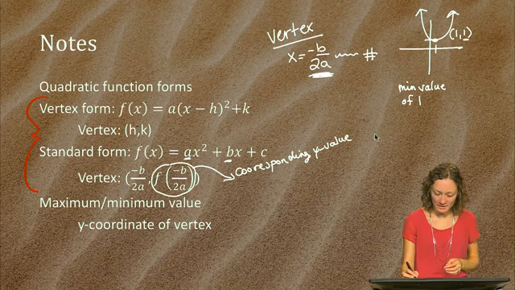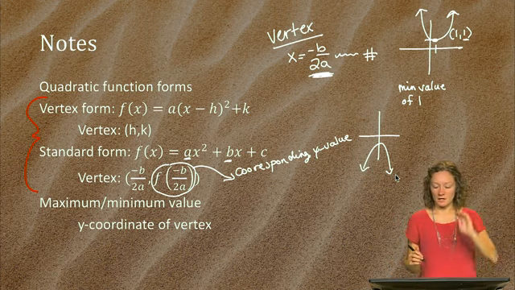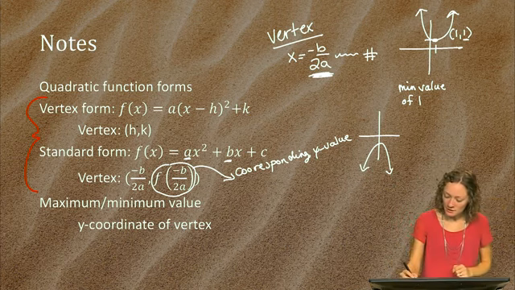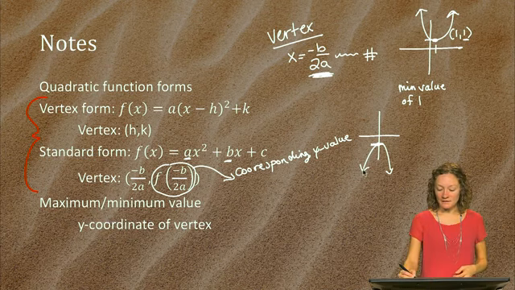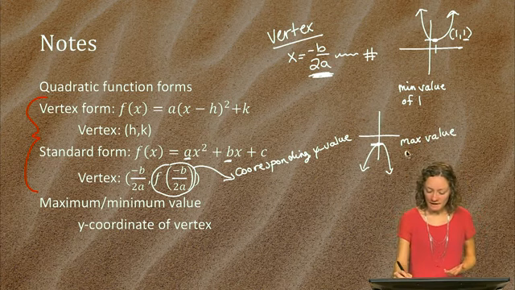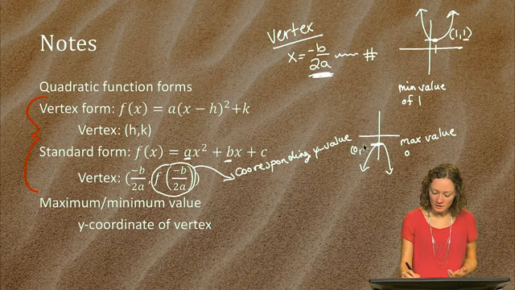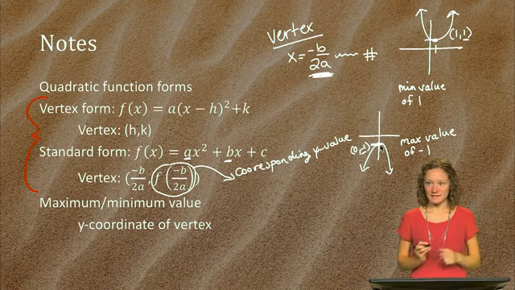And it works the other way as well. If you had a graph that had been reflected, so it was facing down, your vertex, you could still identify, but then your maximum or minimum value, in this case you have a maximum value because there's a highest spot that this graph goes, and let's say it's 0, -1, would be -1. So the highest place that graph goes is -1.